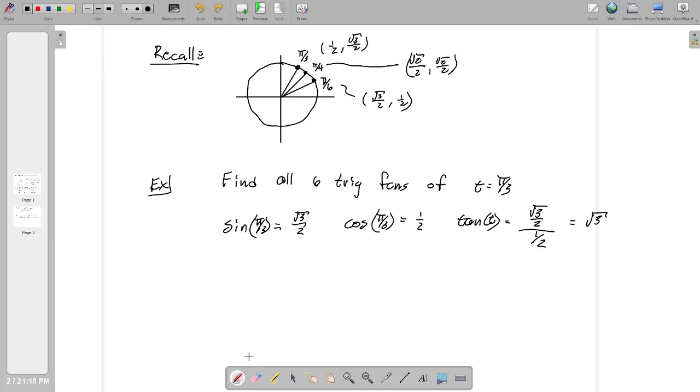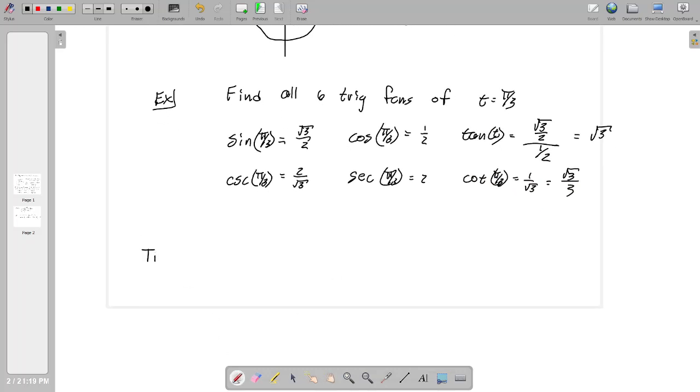In order to find cosecant, secant, and cotangent, you simply take the reciprocal of each respective function. So cosecant of pi over 3 will be 2 divided by square root 3. Also, if you rationalize the denominator, it'll be 2 root 3 divided by 3. Secant of pi over 3 is equal to 2, and cotangent of pi over 3 is equal to 1 divided by root 3, which, again, if you rationalize, you get root 3 over 3. This was the one that you have to rationalize most often, tangent and cotangent.